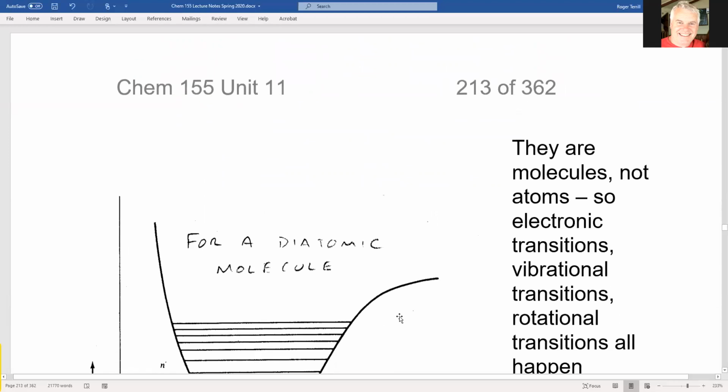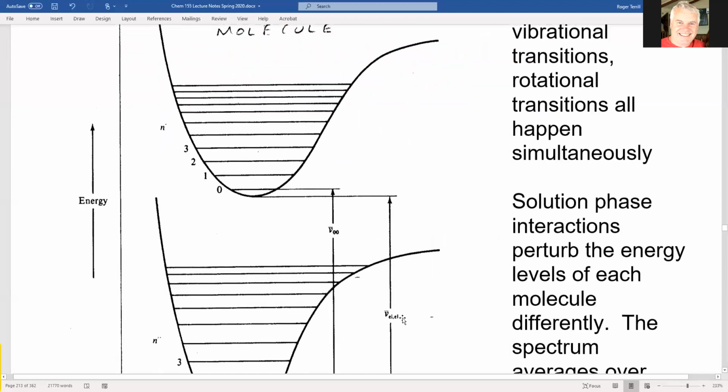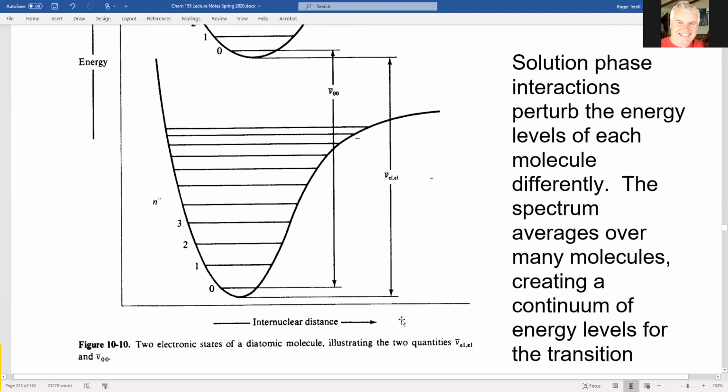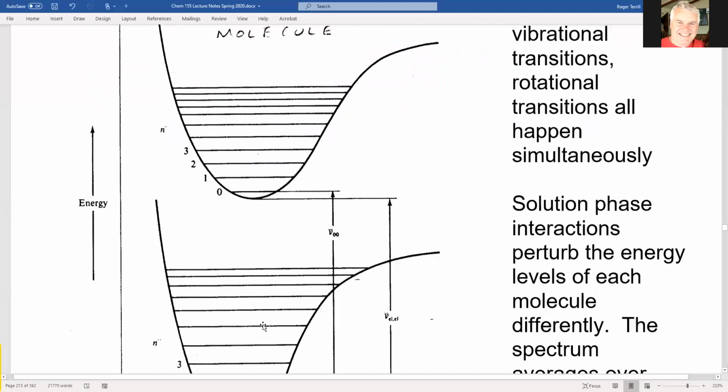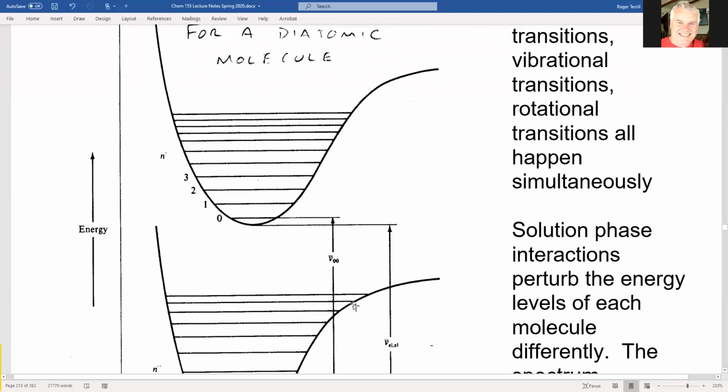So what are the different transitions? Well, as you're already aware, there are vibrational levels, and they're complex in most molecules. There's more than one manifold like this. This is just for a diatomic. And there are electronic levels, right? This is a ground electronic state. This is an upper electronic state.